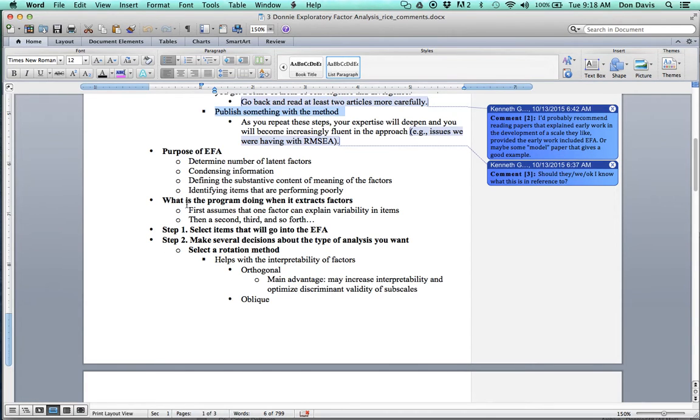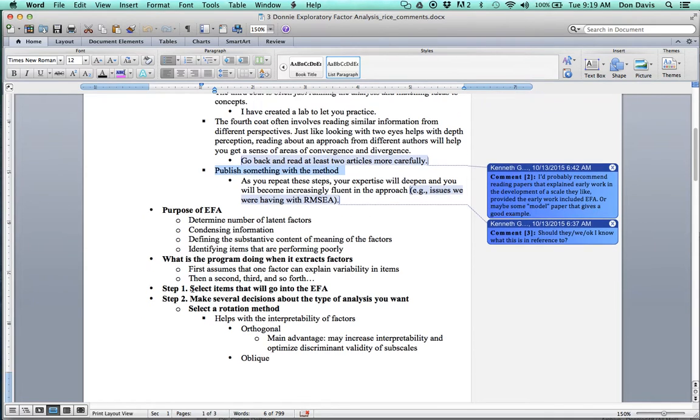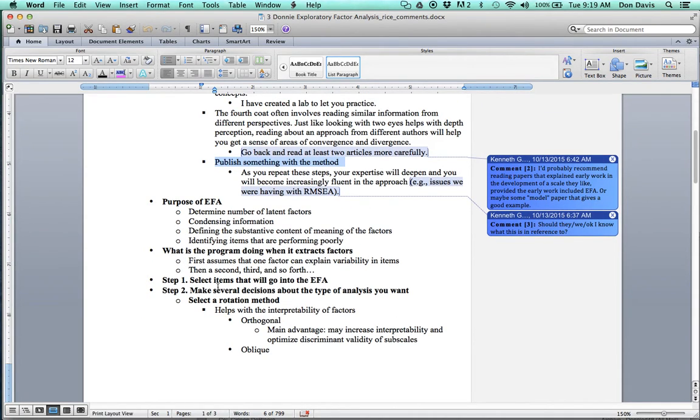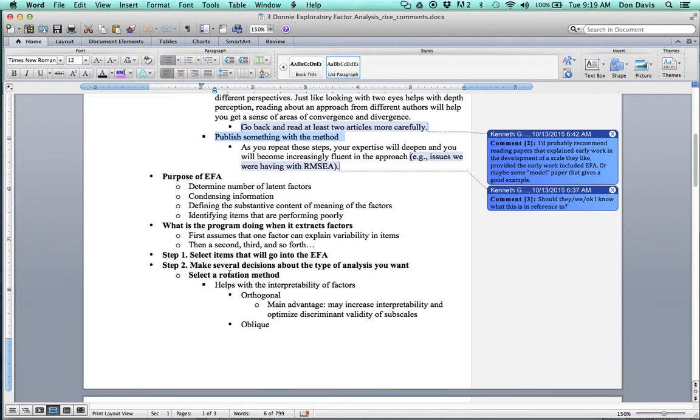And DeVellis kind of gives a nice conceptual explanation of what's happening, but the short version is all of the variability of all your items. The program is assuming one factor, and it tries to do the best it can to kind of predict that variability. But then with what's left over, it creates a second factor and tries to predict the remaining variability, and it keeps going and going and going, but there's a point of diminishing returns. And so we'll talk about kind of how to determine when your next factor isn't worth it.